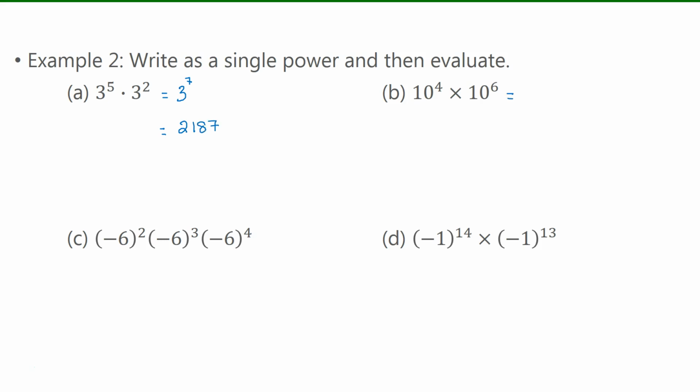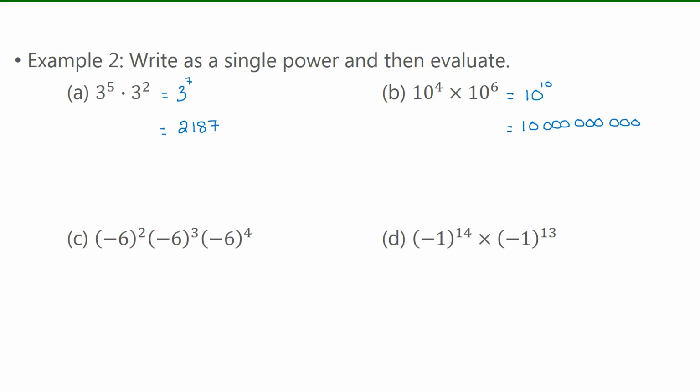For B, I need to add together 4 plus 6, which is 10. Now I don't need a calculator for this one. I know I'm going to have a 1 followed by 10 zeros. So 1, 2, 3, 4, 5, 6, 7, 8, 9, 10.